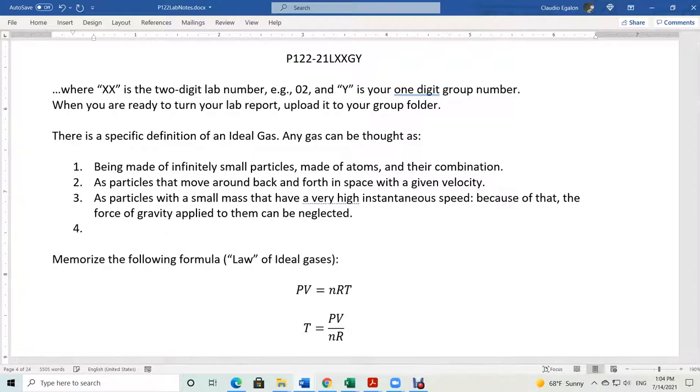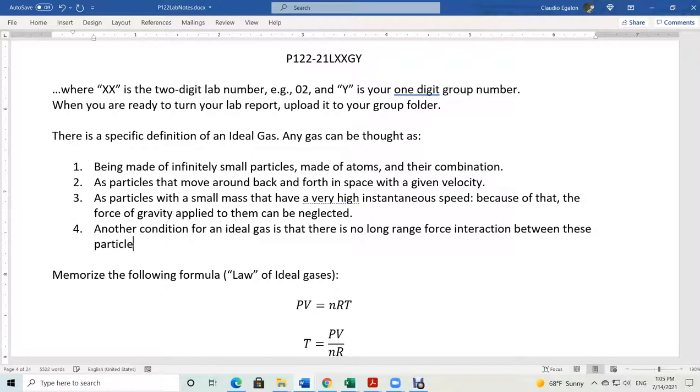Okay? Another condition for an ideal gas is that there is no long-range force interaction between these particles. So if you have one particle of this gas here and another one right in here, there is no attraction or repulsion between them. There is no gravitational force. There is no electrical force. That's how we picture an ideal gas. The only force that happens with them is whenever they collide. But in an ideal gas, something like that doesn't happen either.